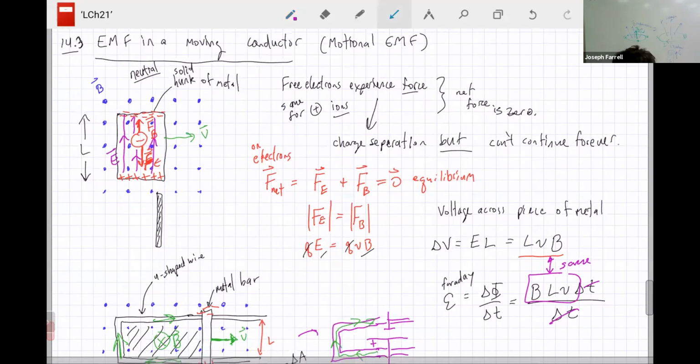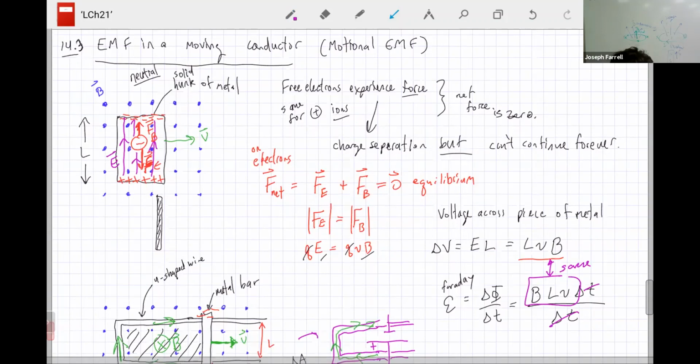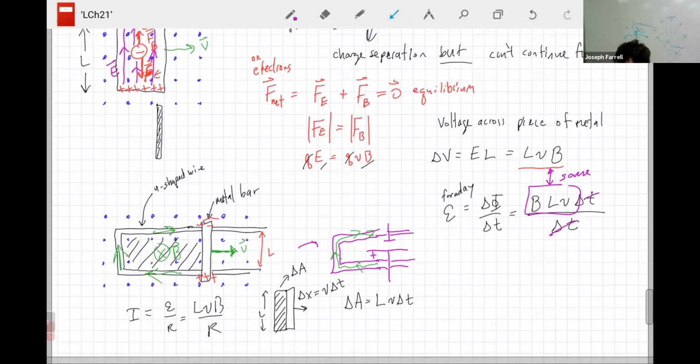I like the motional EMF because you can see the nuts and bolts of how it's working, with balanced magnetic and electric fields. But Faraday's law, anytime there's a changing flux, Faraday's law is applicable. So it covers different causes.